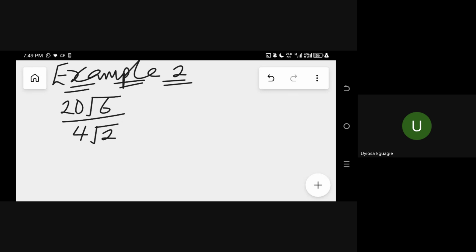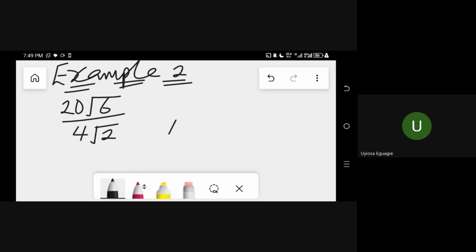So again, root 2 shouldn't be at that denominator. Root 2 shouldn't be there. That makes it irrational. So we now try to make it rational, that is, make it make sense by eliminating that 2 at the bottom. And in a bid to eliminate the 2 at the bottom, what should we use to multiply the top and the bottom?